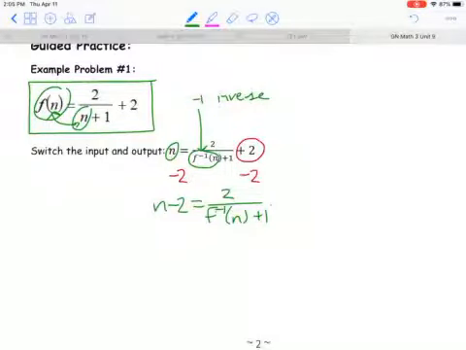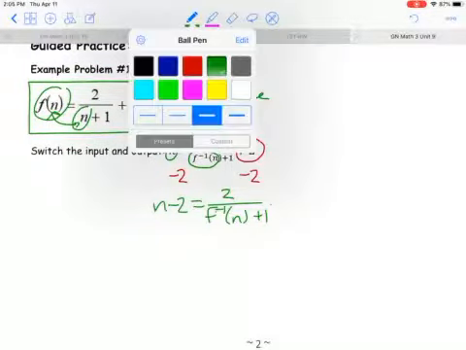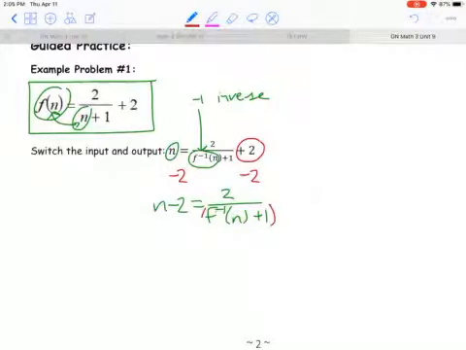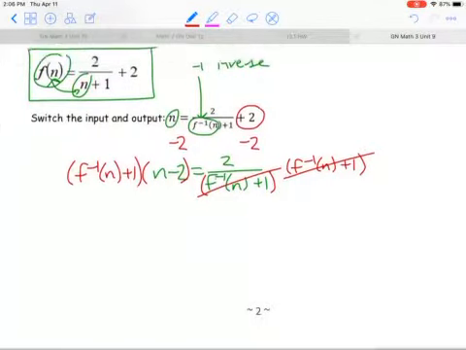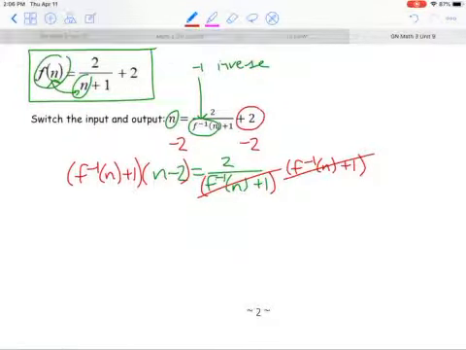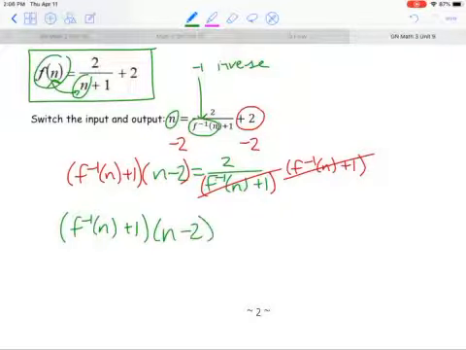And now, if f is in the denominator, we actually want to move it all to the other side by multiplying it. So if I do that to this side, they cancel out, and it moves to this side when you multiply. So doing the opposite of it being in the denominator. Opposite of dividing it is multiplying it. So we end up with these two things, f-1 of n plus 1, times n minus 2 equals 2. That's all that's on the right side.